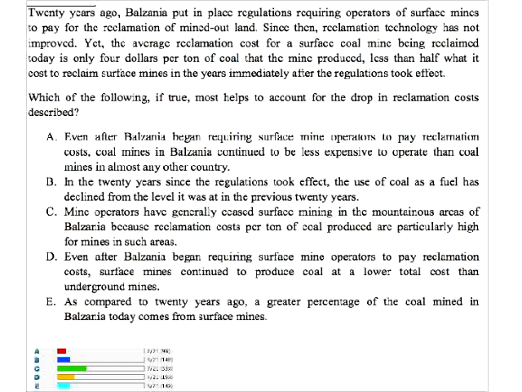20 years ago, Balzania put in place regulations requiring operators of surface mines to pay for the reclamation of mined out land. Since then, reclamation technology has not improved. So what they're doing here is they're taking away a confounding variable. Just keep reading, but make sure you know that improving technology can't be a factor anymore.